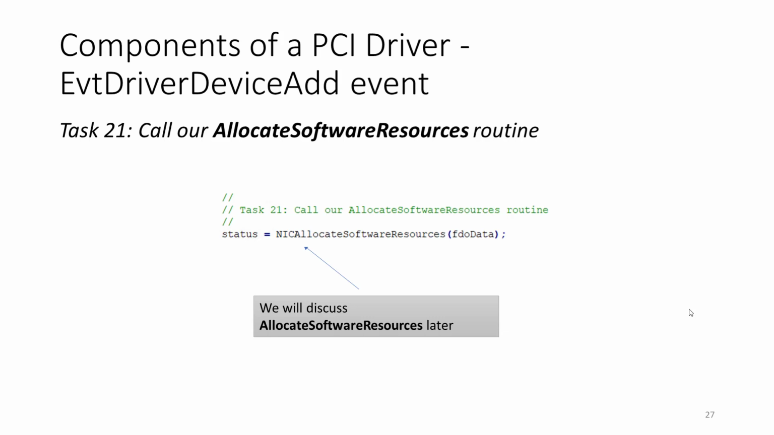Task number 21, call our own implementation of the allocate software resources routine. The developer should implement his own routine that will perform the allocation of the software resources. We will discuss software resource allocation later in future videos.